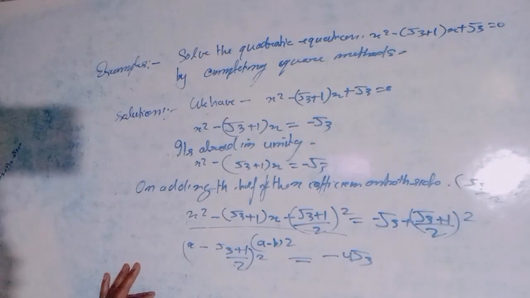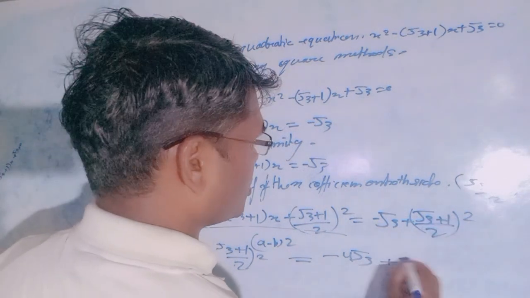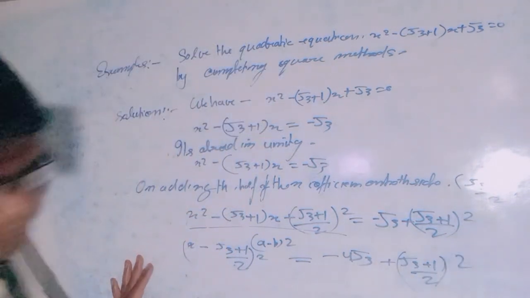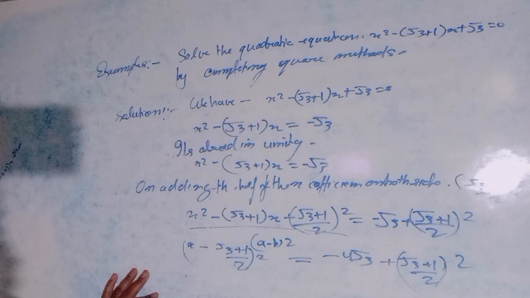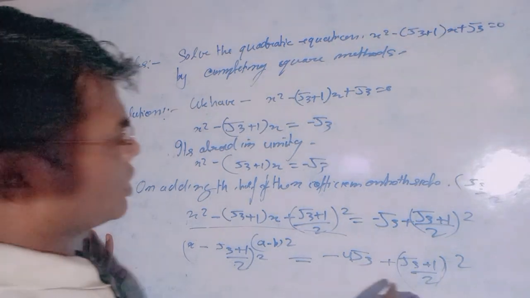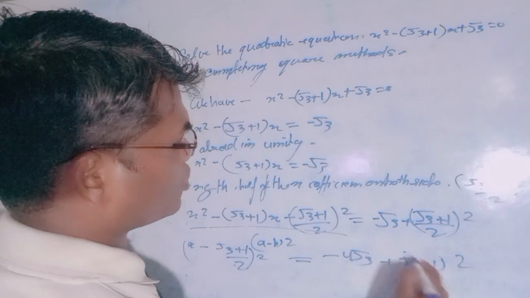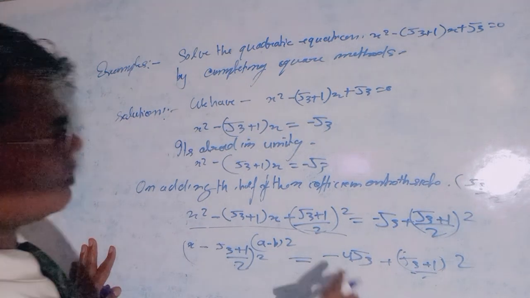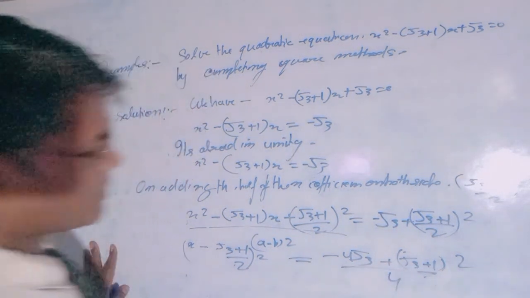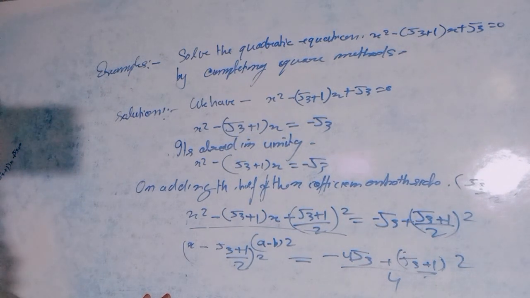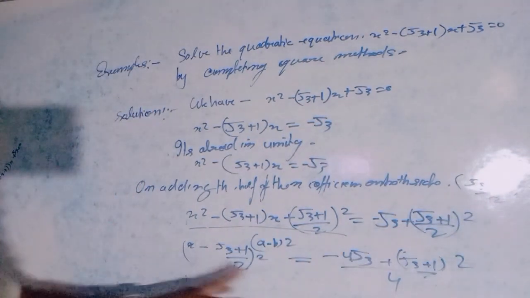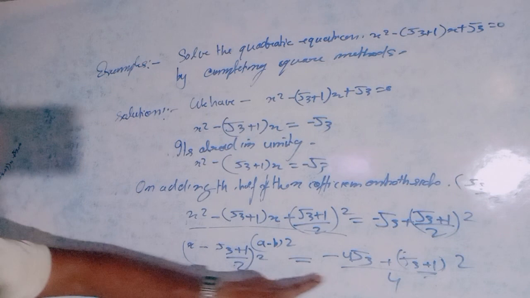Plus (root 3 plus 1) whole square, all over 2 whole square. Got it? So it becomes a 4 in the denominator, since it is also a square. We have written it in the form of whole 4 as the common denominator. So we have added and written the equation in this form.